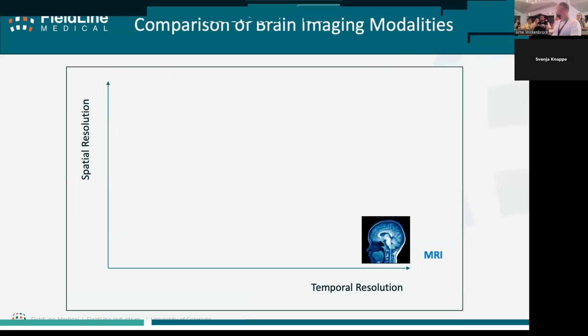And so I want to talk a little bit about what are the brain imaging modalities we currently have. And so I have spatial resolution on this axis and temporal resolution here. And the workhorse is MRI.